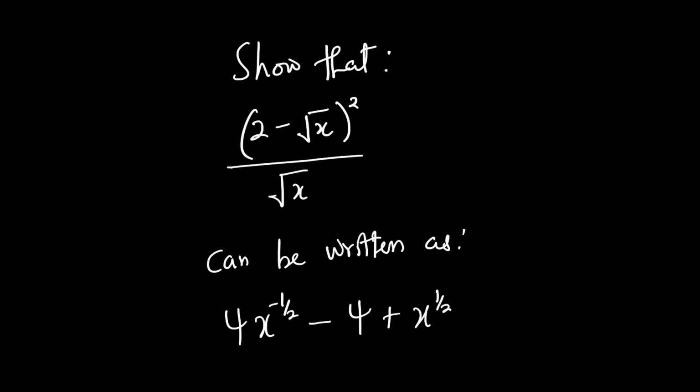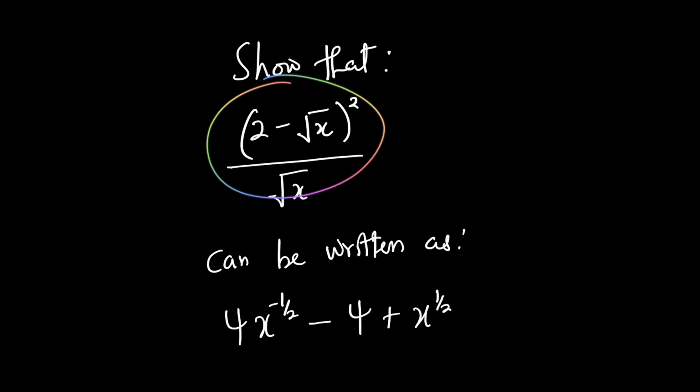Guys, I don't think I can prove that this is the same as this because it doesn't really make sense. How can 2 minus root x all squared all over root x give me this? Oh, I don't think I can do it. Okay, but I know you guys have got me, so let's try something and see if we can get it.